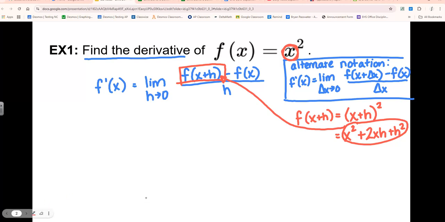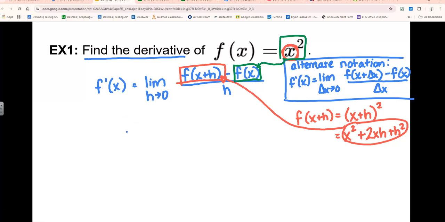I will take my f of x formula, just this formula. I plug it in right here. Make sure you use parentheses for this stuff. It's not going to matter on this problem, but there's lots of problems where it does. And then the bottom's just always h for that.